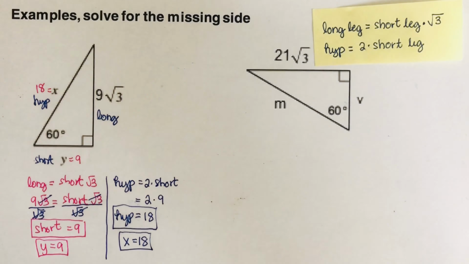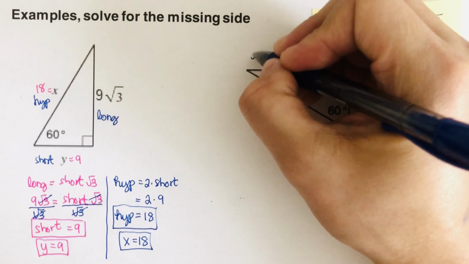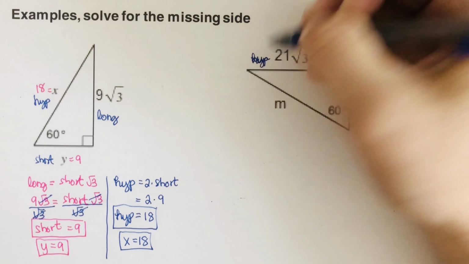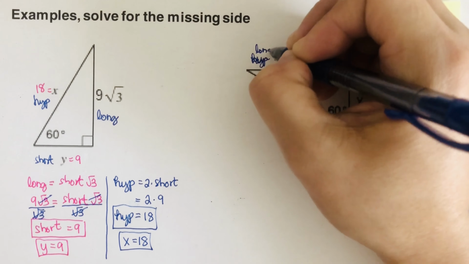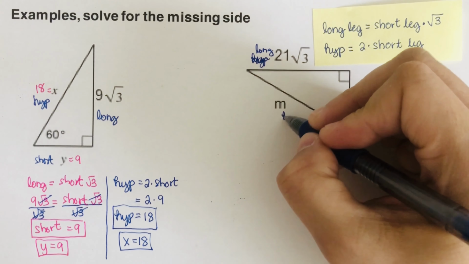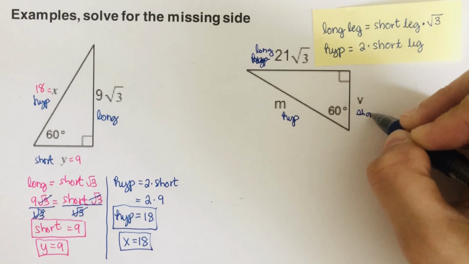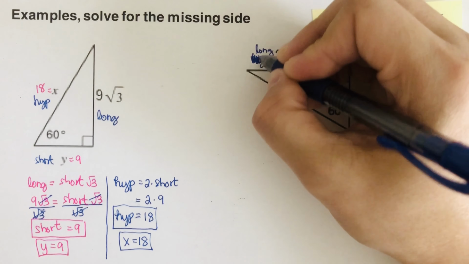Okay, so it's pretty much the same thing. We're going to label the parts. This is our hypotenuse. This is the long, because it's across from the 60. And this is our short. So again, that's the long right there.